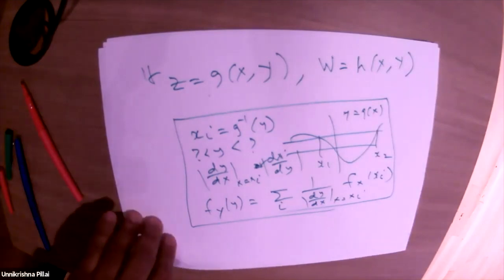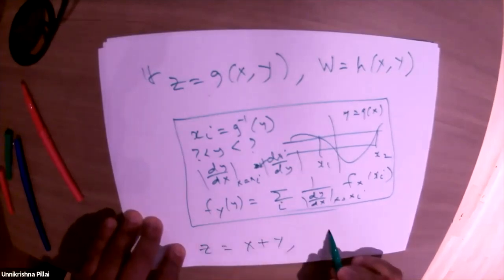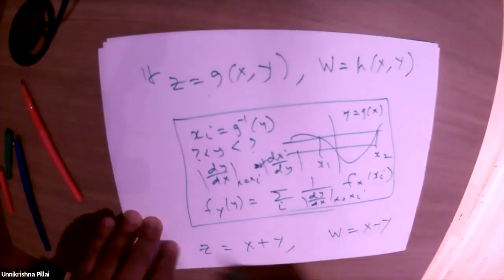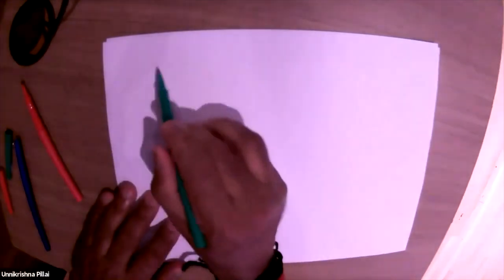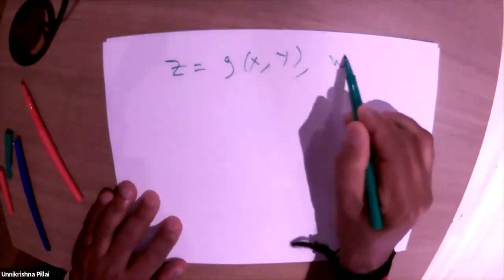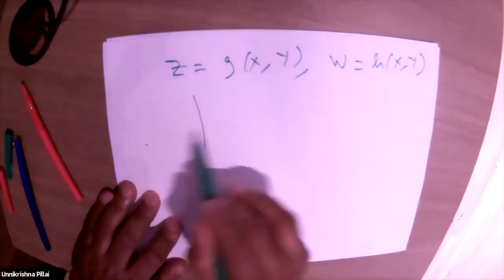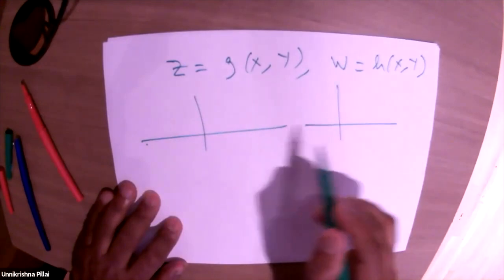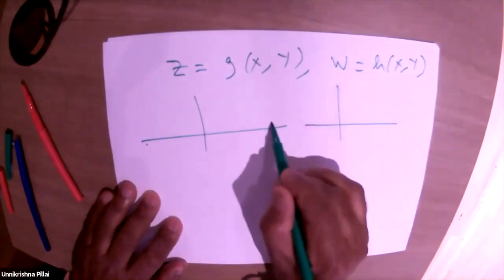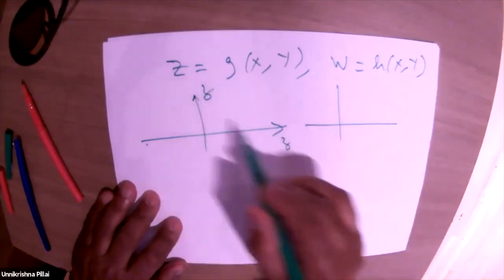algebraic functions. Like, so let's say z is x plus y, w is x minus y, etc. One example. So the procedure is more or less the same. So z is given to be g of x,y, w is given to be h of x,y. So you pick up, let's say z and w. This is what we want to find out, z and w.